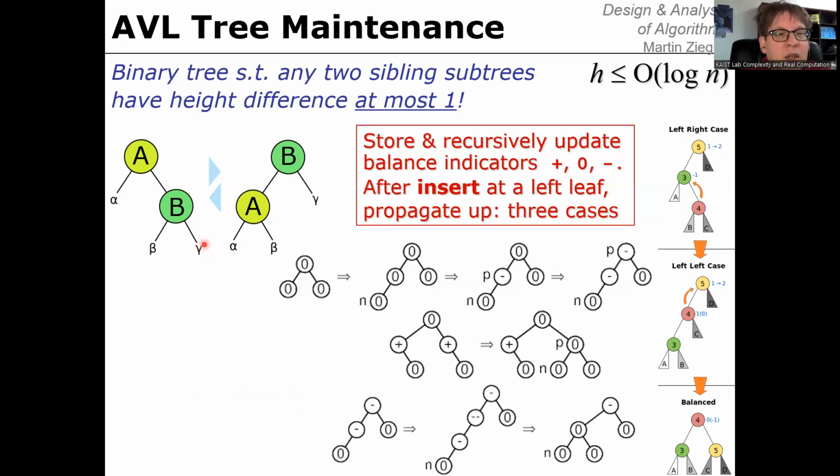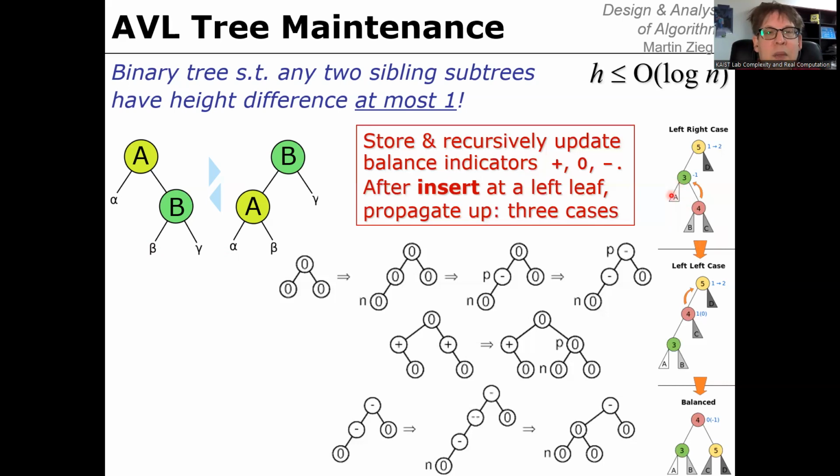This is the rightmost subtree, this is the leftmost subtree, but we haven't talked about the case where the middle subtree beta is the source of the violation. And in that case, we perform two rotations as indicated here. So this is a case where the middle subtree is the source of the imbalance, which you see here.